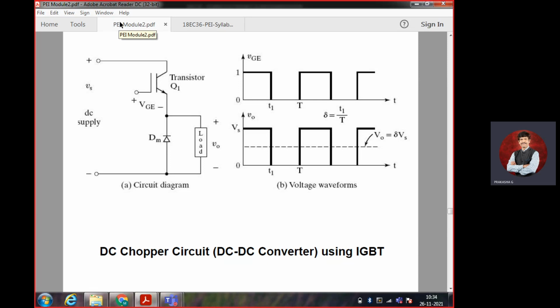Just replace T on by T total by delta. Therefore, V naught average is equal to VDC into delta.